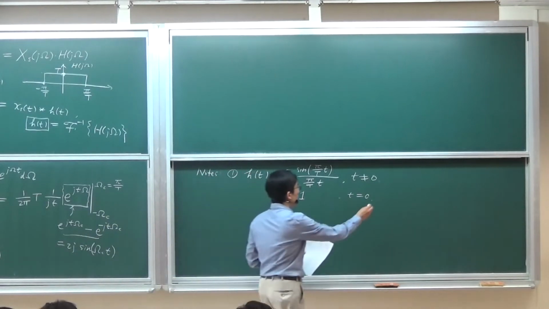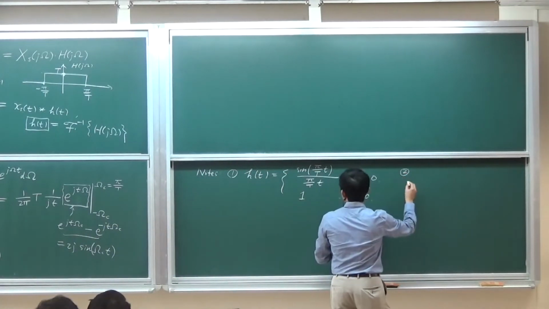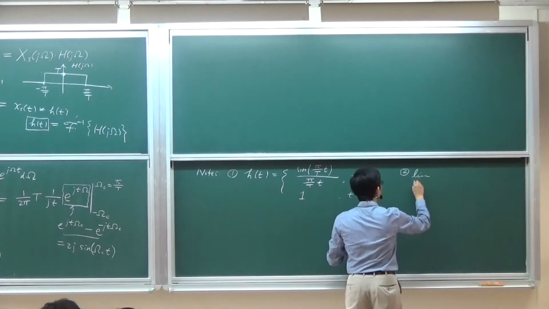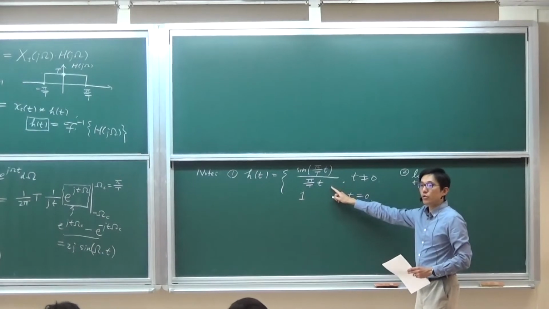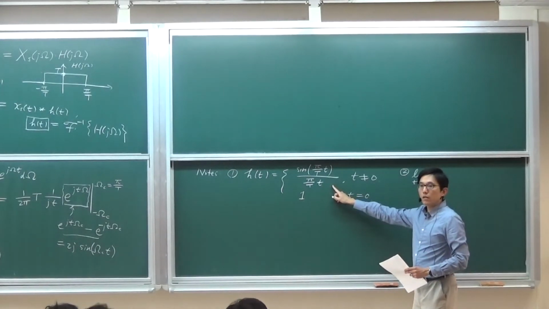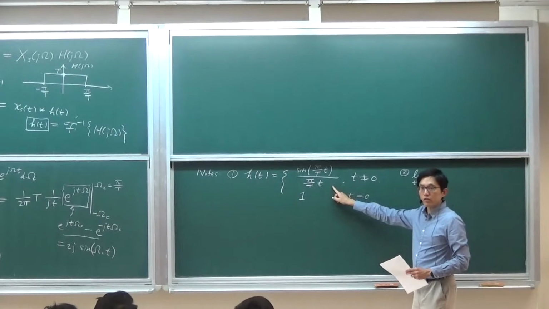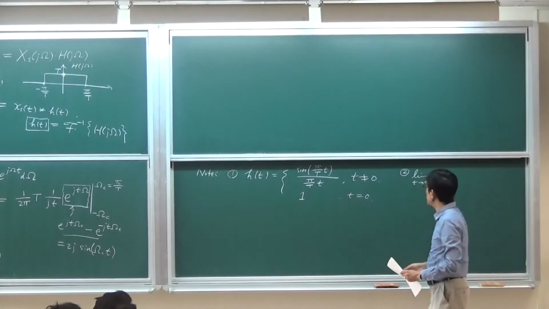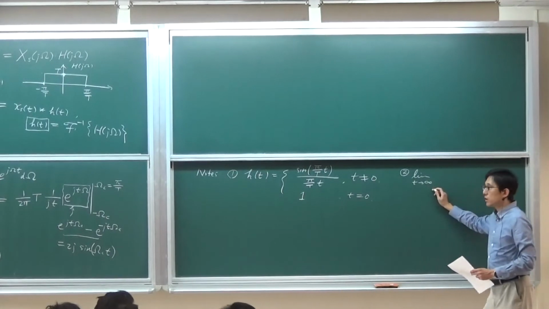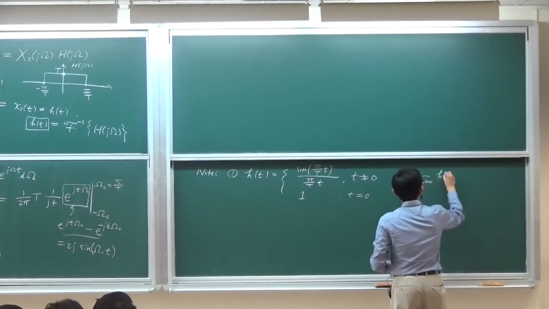And secondly, let's observe what happens as t approaches infinity, actually plus or minus infinity, since this is an even, symmetric function. When t approaches infinity, this function h of t approaches 0.